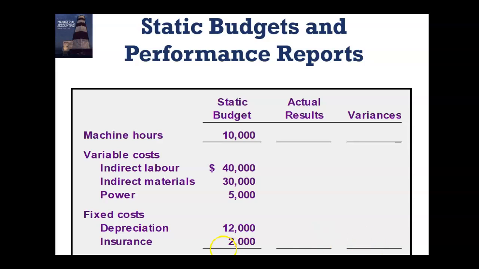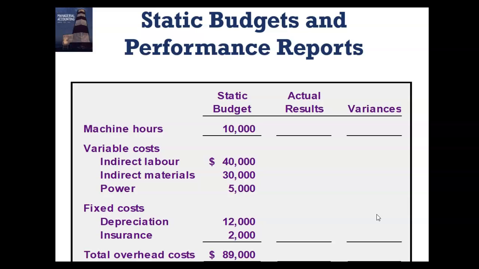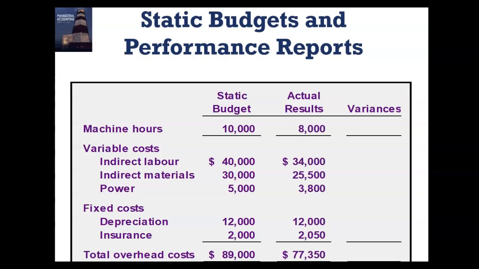So in this example, we have 10,000 machine hours. That's our static budget right here. So based on 10,000 machine hours, our variable costs are these costs. And our fixed costs, well, they're probably going to stay the same because they're fixed no matter what level of activity we're at, right? So if we want to compare our budget to our actual results, we only had 8,000 machine hours. As you can imagine, our variable costs are less. They've gone down, but our fixed costs are relatively the same. So overall, our total overhead costs have decreased.